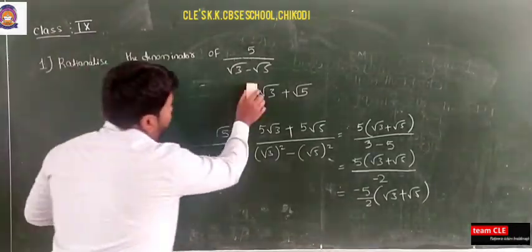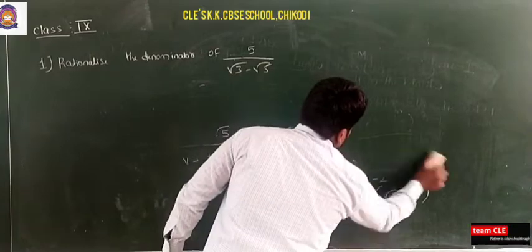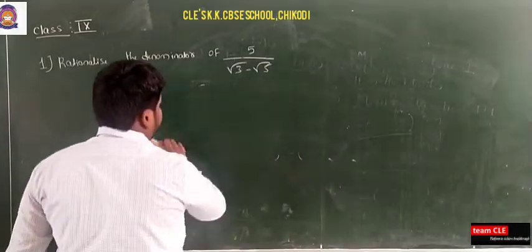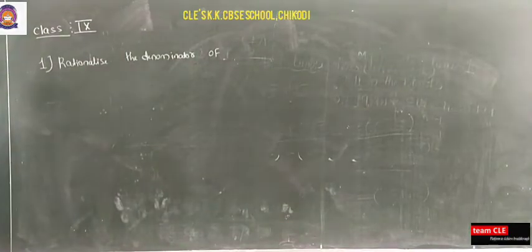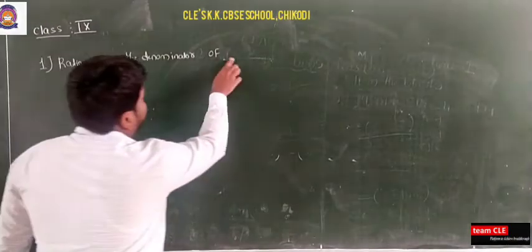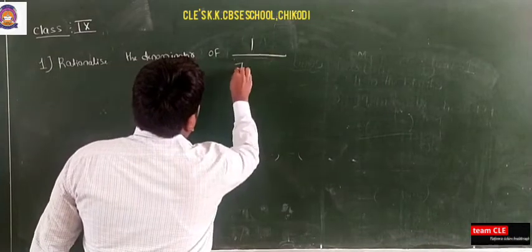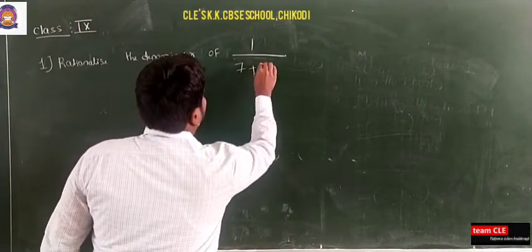One more example I am going to solve from rationalizing the denominator. I will choose one more example: rationalize the denominator of 1 divided by 7 plus 3 root 2.